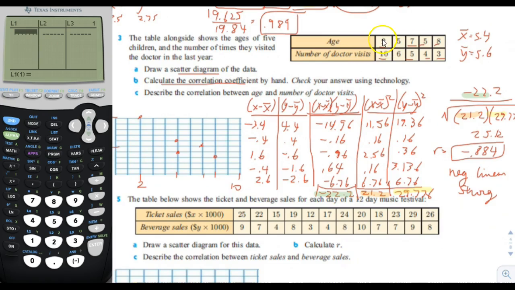So first we're going to put all the X values in the left column. So we're going to put 2, 5, 7, 5, 8. And then the Y values in the right column are 10, 6, 5, 4, 3. Okay, and then we're going to do Stat, Calc, LinReg.